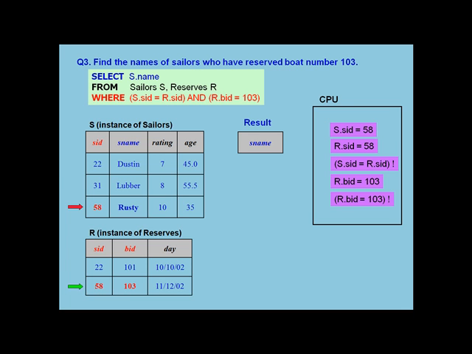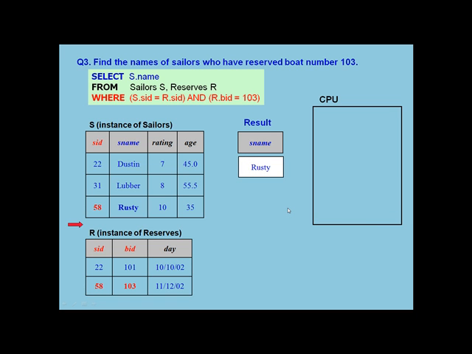Oh, bingo! At the same time we have two conditions. Is true. Conditions are true. End of algorithm. The result of this query is Rusty as name.